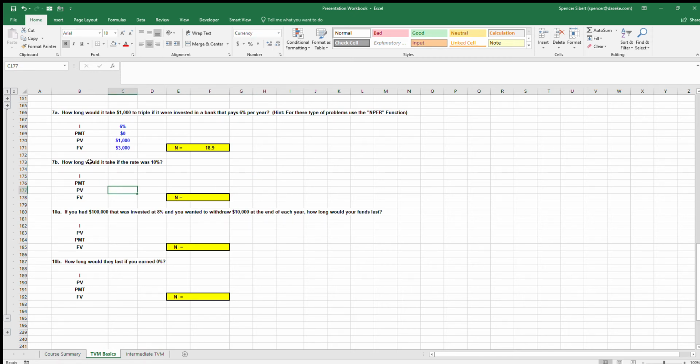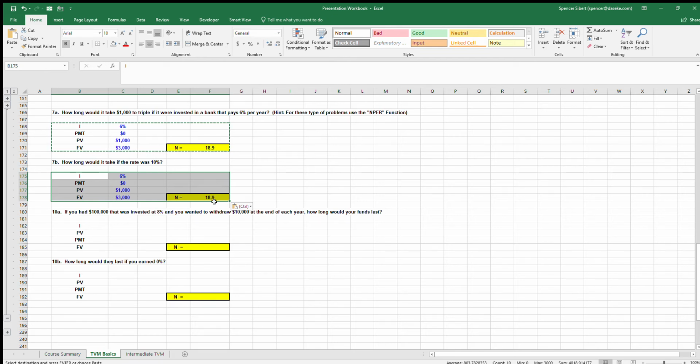Okay, second question: how long would it take if the rate was 10%? Let's take the exact same setup. Keep in mind, number of periods does not have to be number of years. It can be number of months, it can be number of days, as long as this information represents the same.